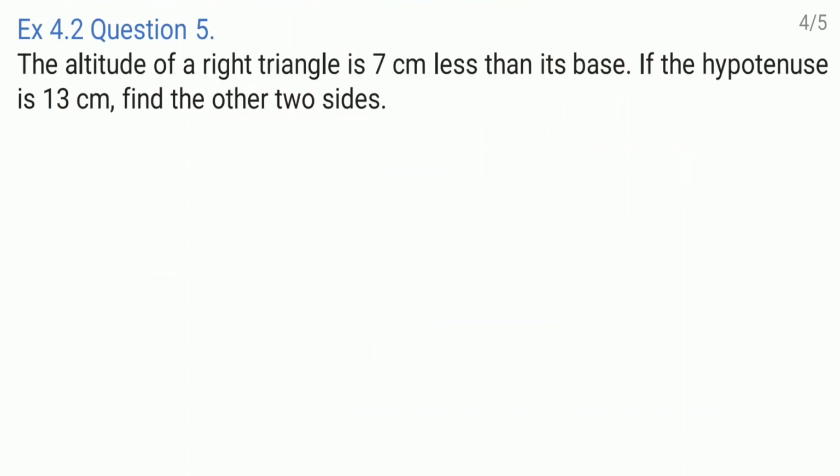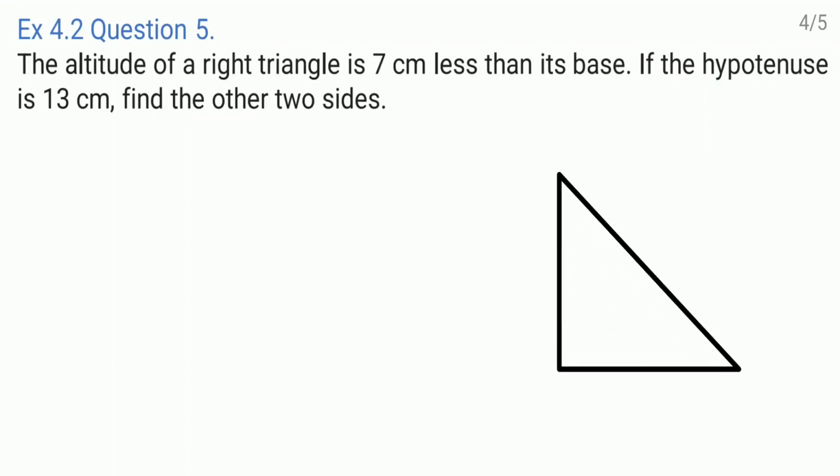This is question number 5. The altitude of a right triangle is 7 centimeter less than its base. So they are talking about the right angle triangle. So first, let us draw the right angle triangle here, this one. Okay. Now what they are saying? The altitude of a right triangle is 7 centimeter less than its base.